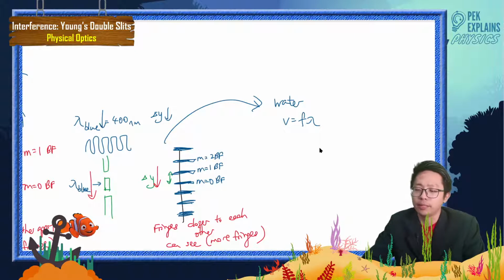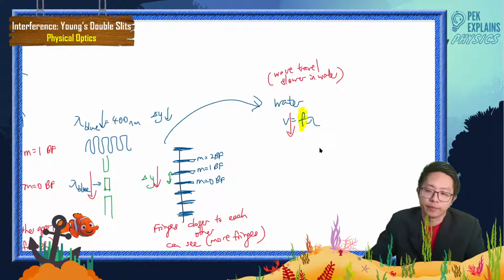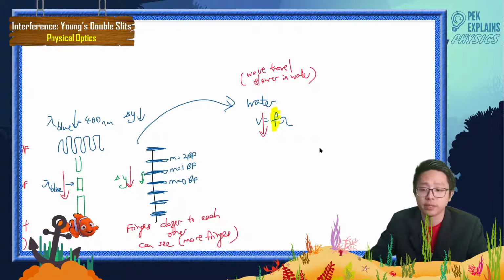the lambda becomes small. Why? The lambda becomes small because the frequency is constant, but the wave travels much slower in water. That means the v becomes smaller. If you immerse the apparatus in the water, the light wave travels slower in the water, so the velocity decreases and the wavelength also decreases.